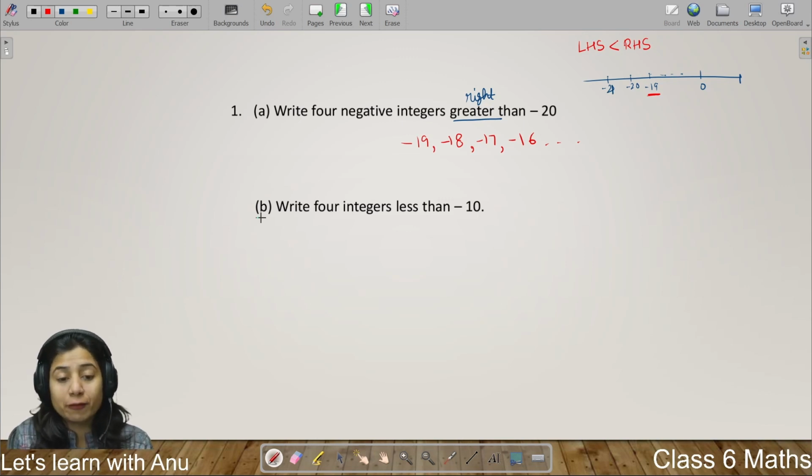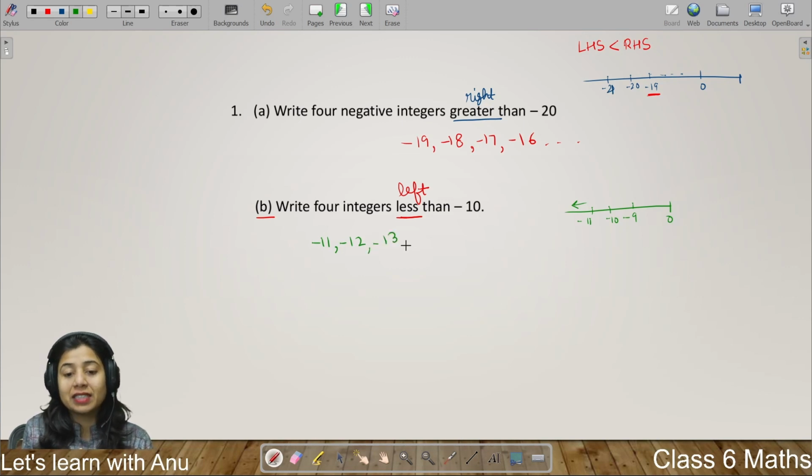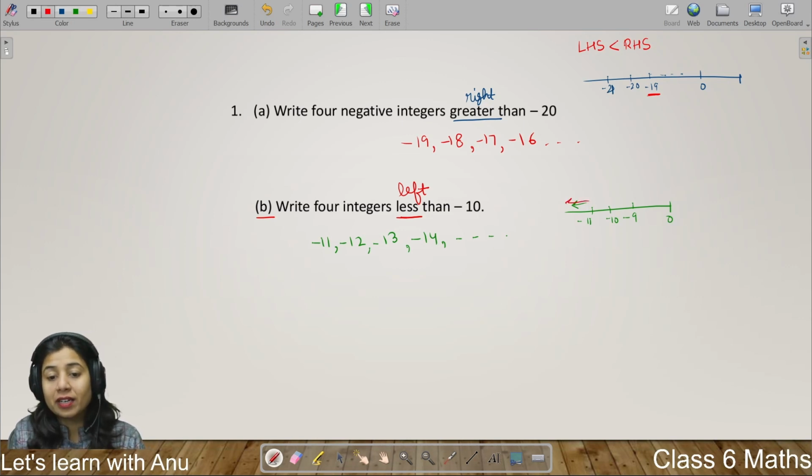Now, similarly, we have B part in which they're asking to write 4 integers less than minus 10. So for less, we have to move in the left direction, right? So if we try to visualize them, it will be like this: 0, minus 9, minus 10, minus 11. For less, we have to move in the left direction. So the integers are -11, -12, -13, -14, and so on. All the integers lying on the left of -10 are smaller. I hope it's clear. Moving ahead to the next question.